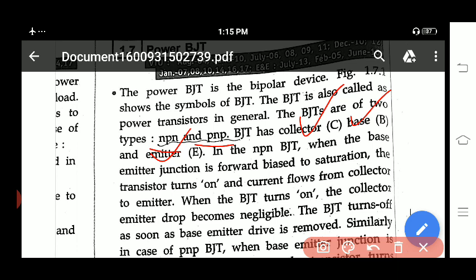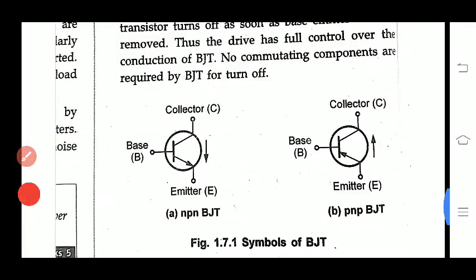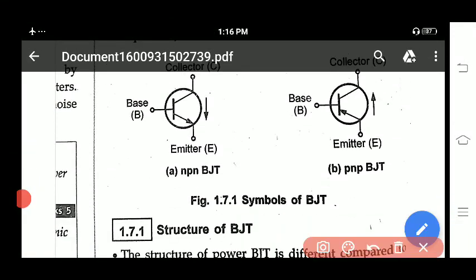This BJT will conduct when the base to emitter junction is forward biased. Then it starts to conduct, and here you can also see the symbol of BJT. For NPN, whenever the base to emitter is connected in a forward biased condition, it starts to conduct. This is the NPN. For PNP, this is the symbol. You can see that for NPN the arrow mark is outside, and for PNP the arrow mark is inside.